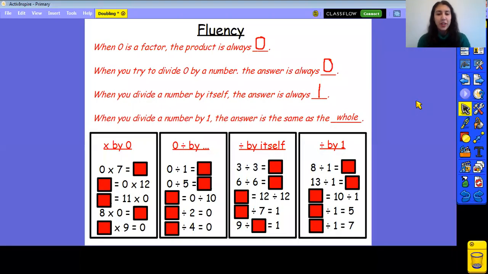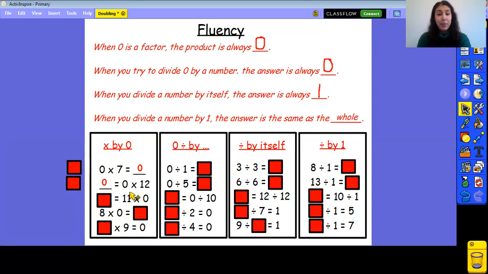Lovely. So hopefully you've had a go at that and you're now ready to go through some of those answers. So let's start with timesing by 0. So 0 times by 7, well, I know that when 0 is a factor, my product is always 0. Oh, now my product has moved to the front of my equal sign. So 0 times by 12 is the same as 0 again.